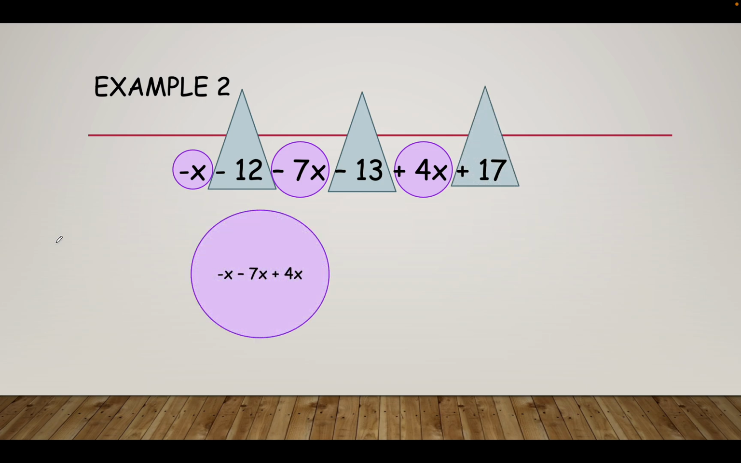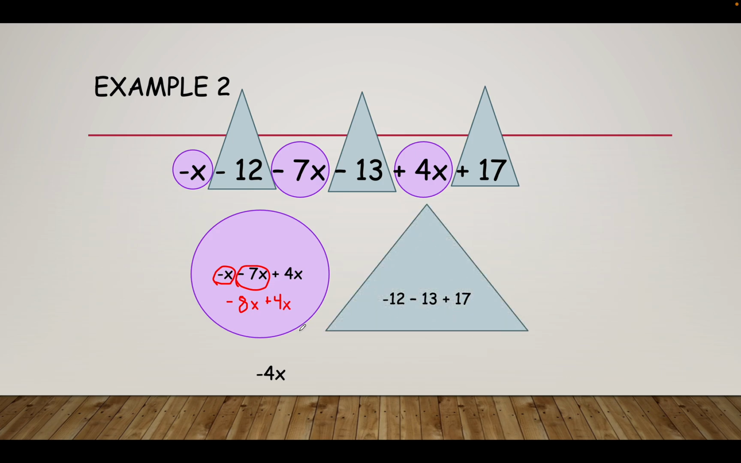In order to combine our like terms, we need to combine all of the x's. So the negative x, the negative 7x, and the positive 4x. We're going to combine those all together, in which if I combine a negative 1 plus a negative 7, that's going to leave me with negative 8x. And then I need to combine it with the positive 4x. So negative 8 plus 4 means I'm going towards 0, and I'm going to be left with negative 4x.